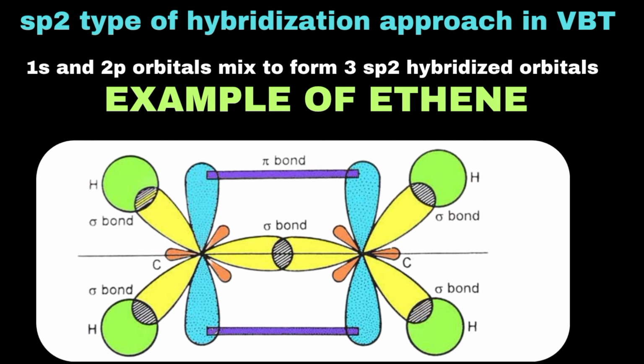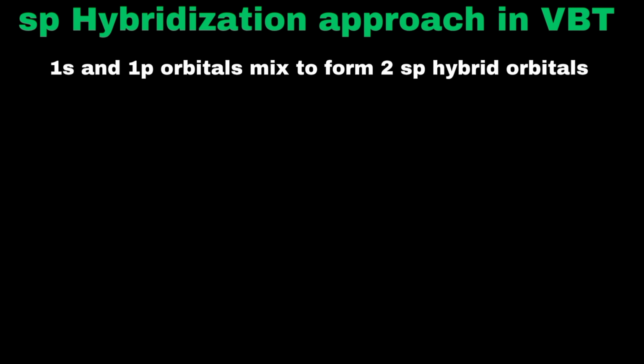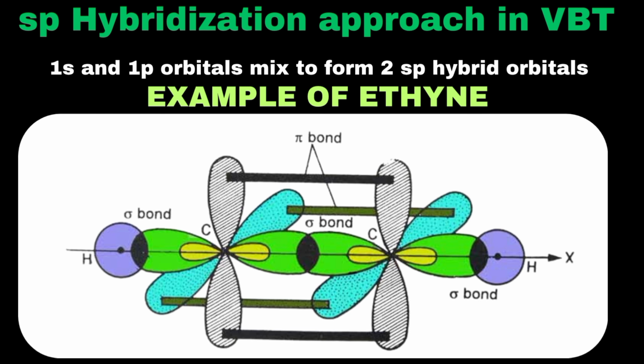Now let's move towards sp hybridization. In this type of hybridization, one s and one p orbital intermix to form 2 sp hybridized orbitals. We will take the example of ethyne. In ethyne, each carbon atom forms 2 sigma bonds, 1 with hydrogen and 1 with another carbon. One 2s and one 2p orbital of carbon mix to form 2 sp hybrid orbitals. The remaining 2 unhybridized p orbitals form 2 pi bonds between the carbon atoms. The sp hybrid orbitals arrange themselves in a linear shape with bond angles of 180 degrees.